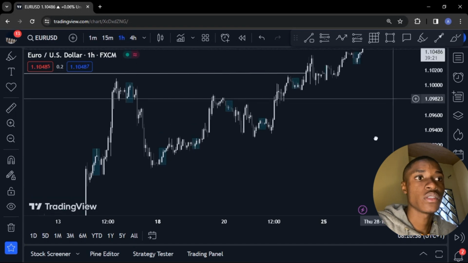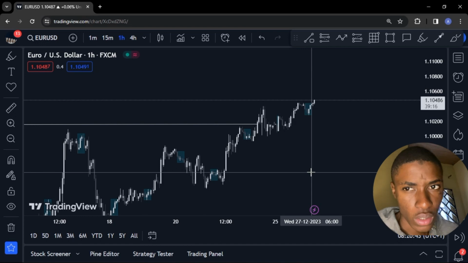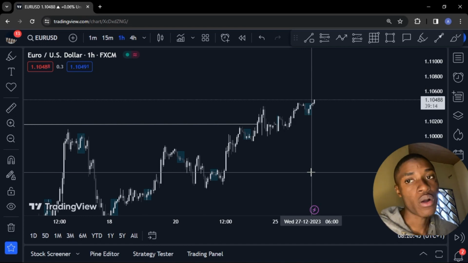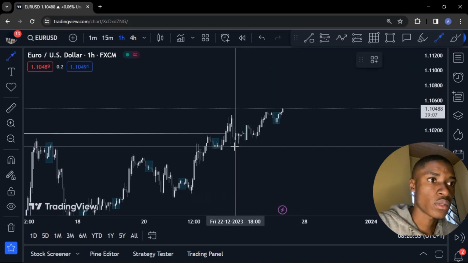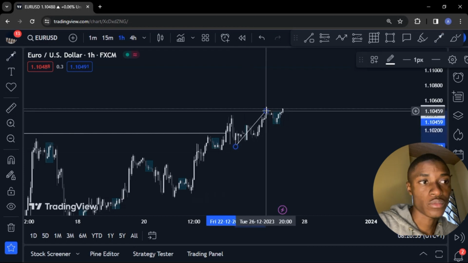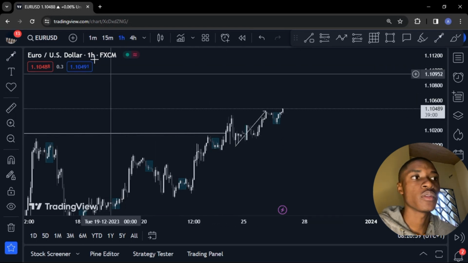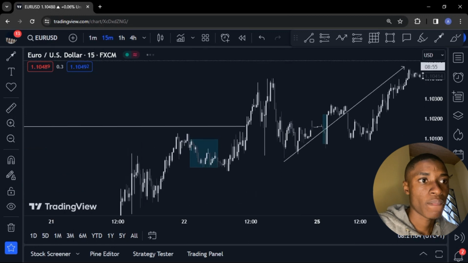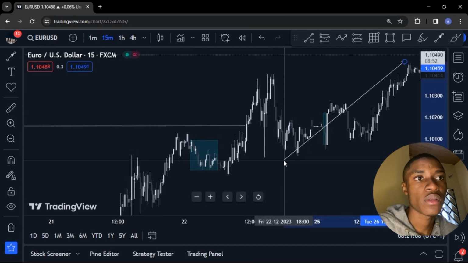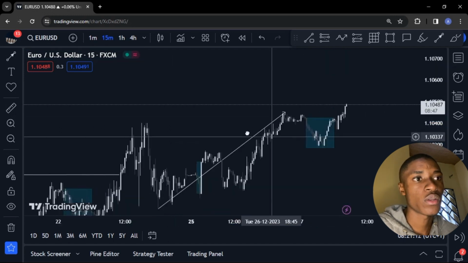So most of the time, what I do on the H1 is to map out my daily range or trading range, whatever you want to call it. From this low to this high, that's my daily range, and from there on, I go to the M15 and work with that range. So the daily range most of the time is gonna be the hourly range, the H1 range.